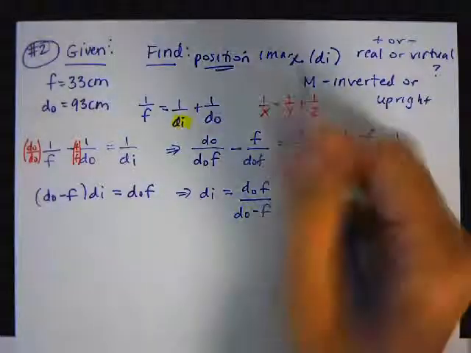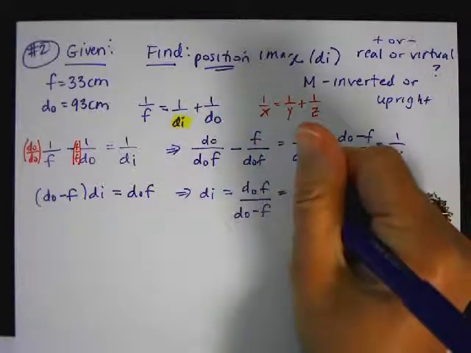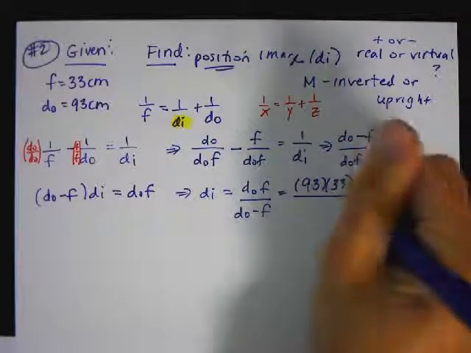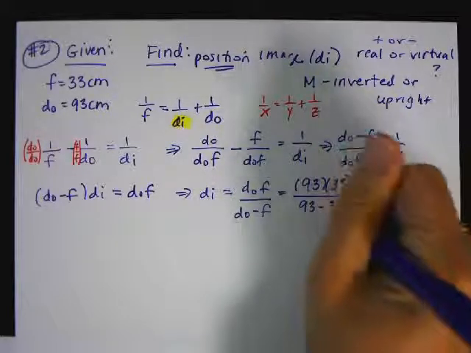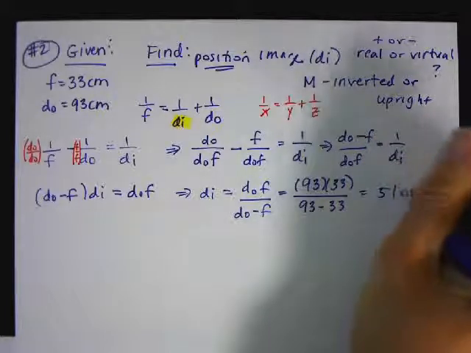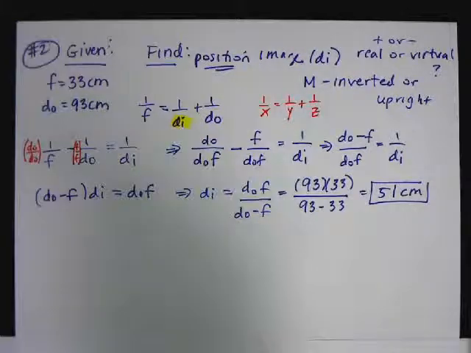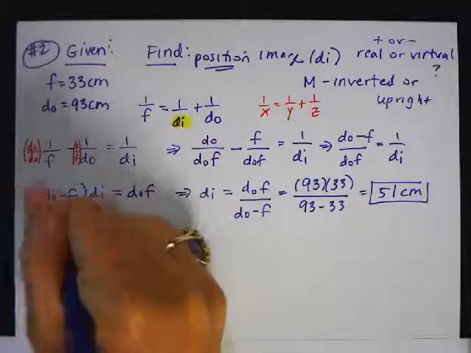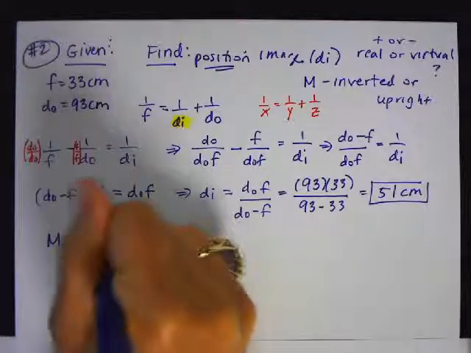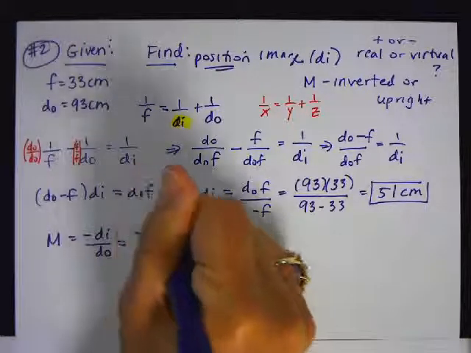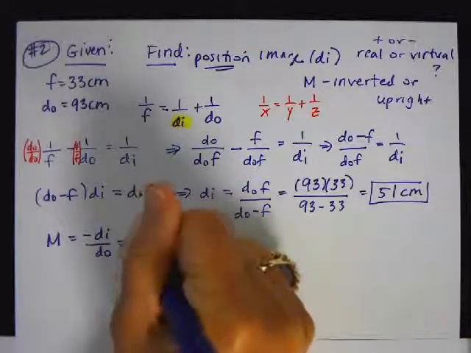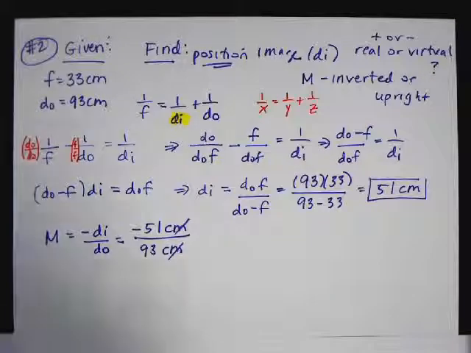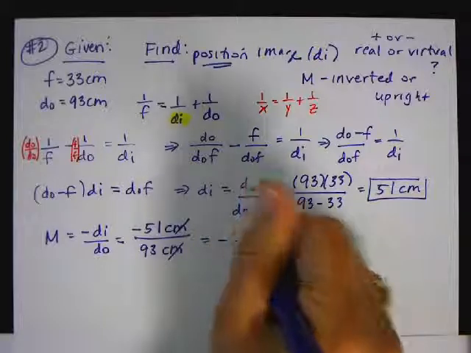So now I'm going to substitute in my values. DI is equal to 93 times 33 divided by 93 minus 33. So this comes out to be 51 centimeters. Then I want to find my magnification. Magnification is equal to negative DI over DO, so it's negative 51 divided by 93. My units cancel because magnification has no unit, and this comes out to be negative 0.55.